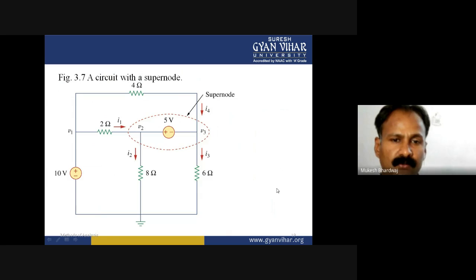A circuit with super node. If non-reference nodes are encountered with a voltage source, then V2 and V3 are combinedly connected and known as a super node. We consider it as a super node.